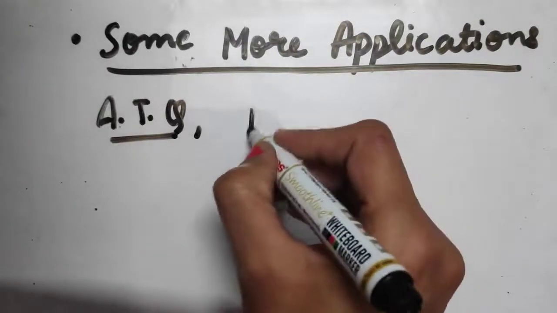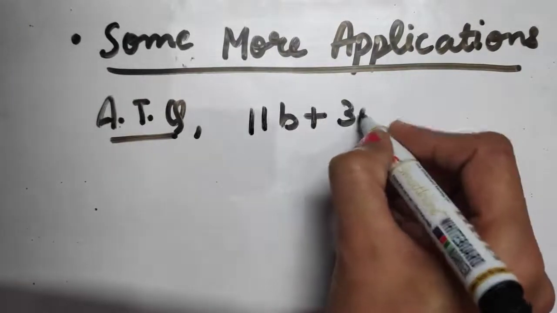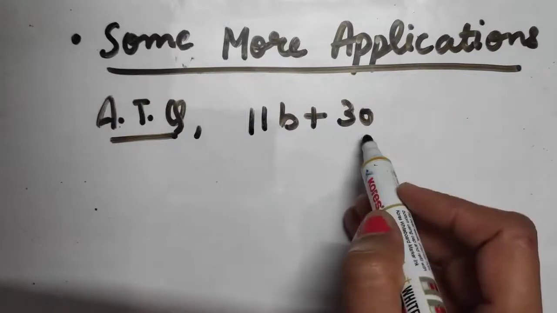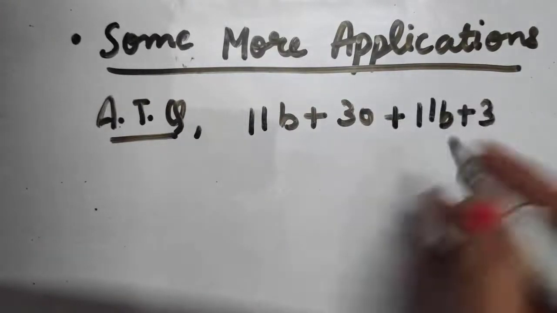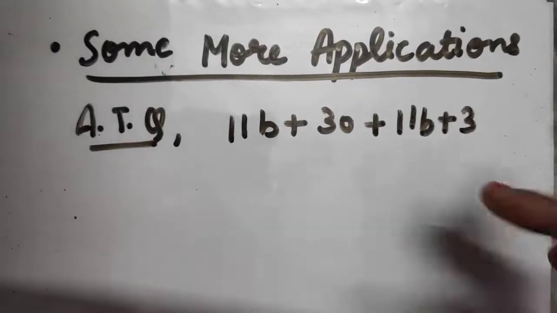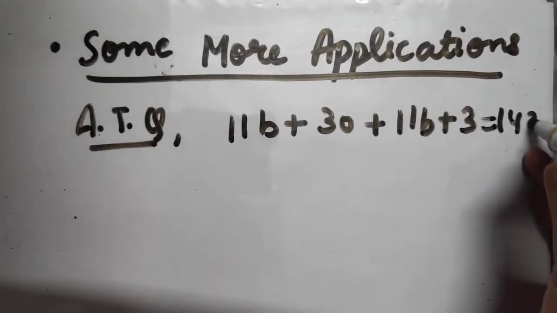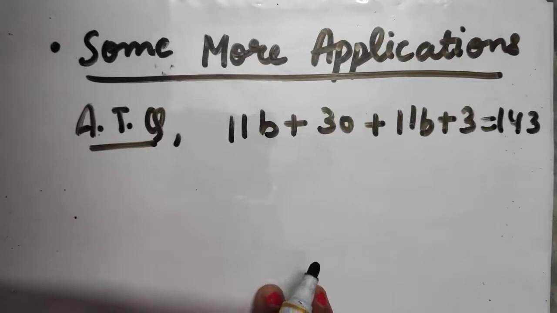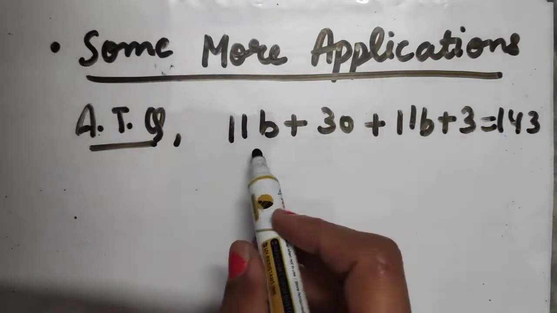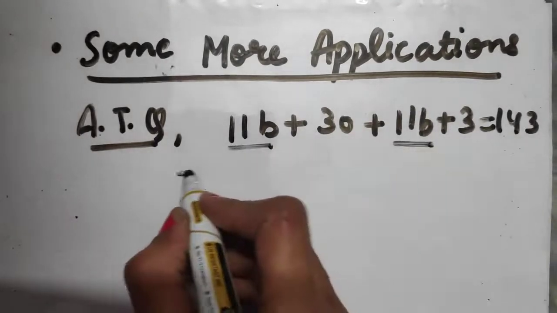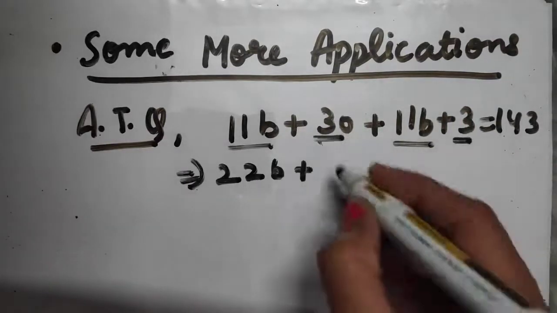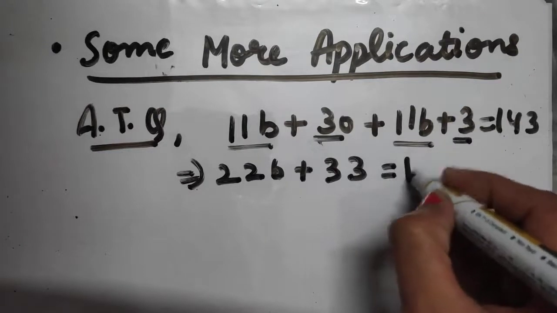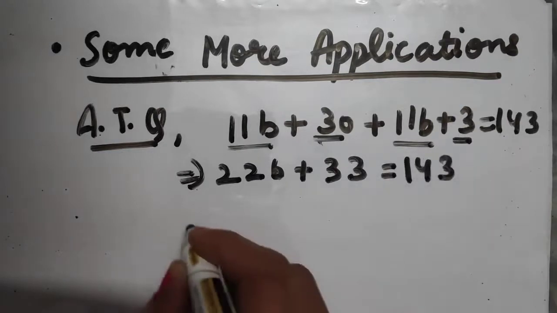So it will be 11B plus 30, this is my original number, plus 11B plus 3, and they add up to 143. This is the condition given to us. Now I am adding 11B plus 11B. It will be 22B plus 30 plus 3. It will be 33. That is equal to 143.